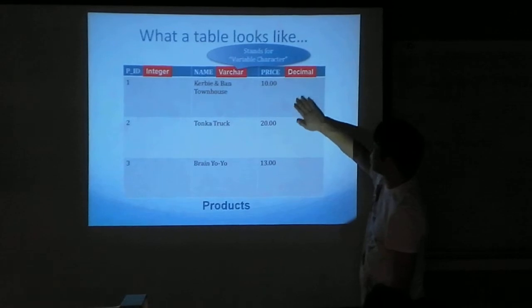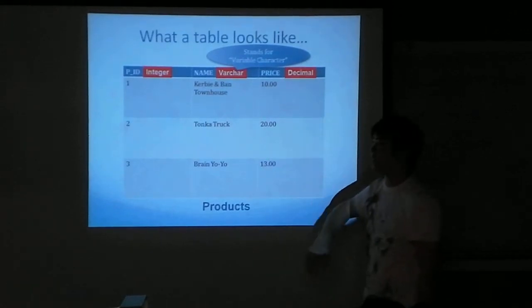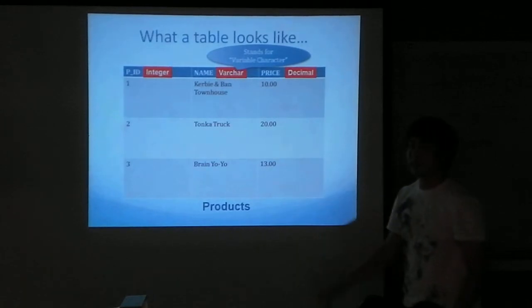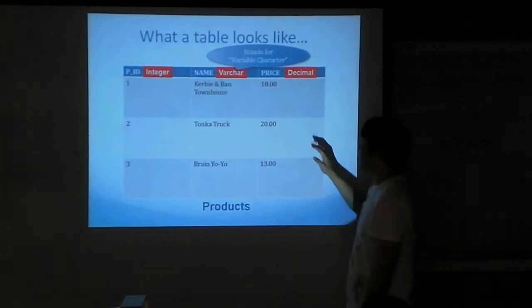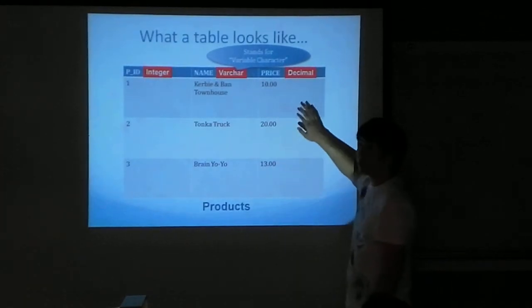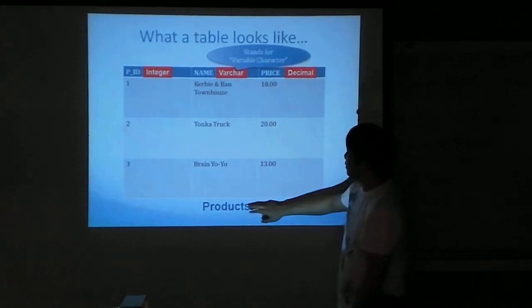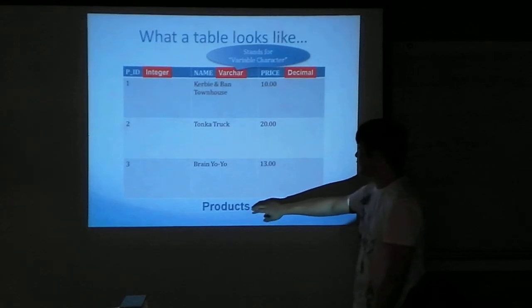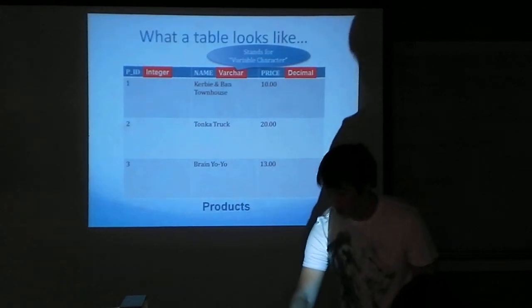And then we have here the price, which takes in a decimal form because we know it can't be just an integer. Prices sometimes end in 99 or 89 or whatever. So for this column, the type is decimal. And the name of this table for future references is called products.